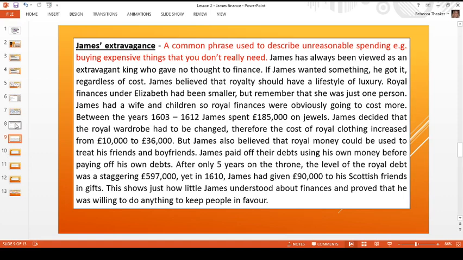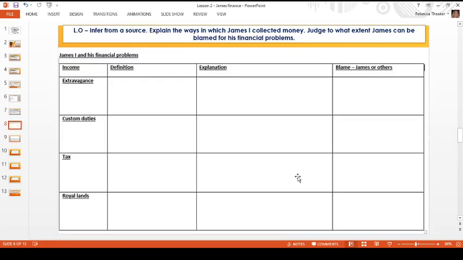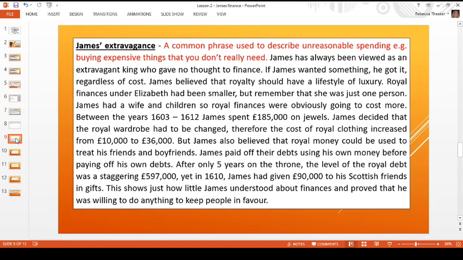So, in your table, you'd put your explanation here, where you're going to explain what extravagance was and why that was a problem for James, and give me some key examples as well, like royal jewels, royal wardrobe, gifting to his friends. And then in the blame section here, you're going to tell me, was James responsible for this, or actually was it the fault of other people? Okay? And if you need to, obviously pause that here so you've got that information to use.